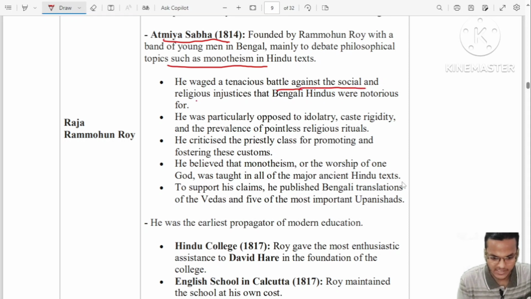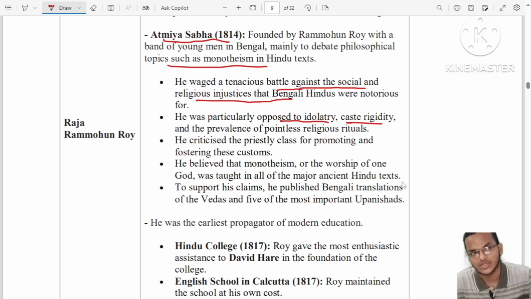It battled against the social and religious injustice that Bengali Hindus were notorious for. It opposed idolatry and caste rigidity. Ram Mohan Roy never believed in multiple gods. He believed in monotheism, the single God. He never believed in worshipping idols.